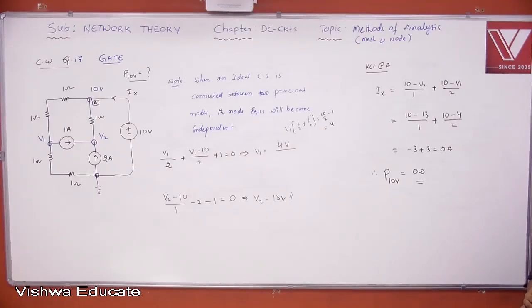Hope all of you understand that statement. So that's a good opportunity when you have an ideal current source between two principal nodes. Understand?